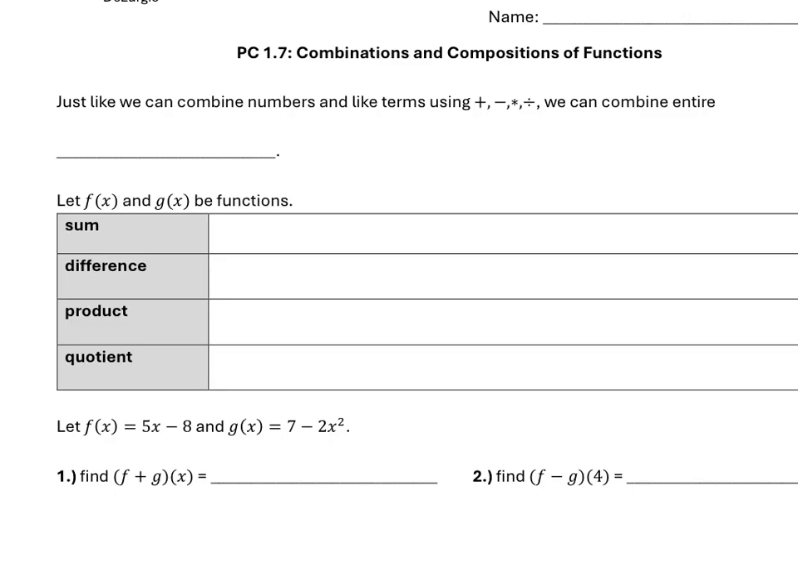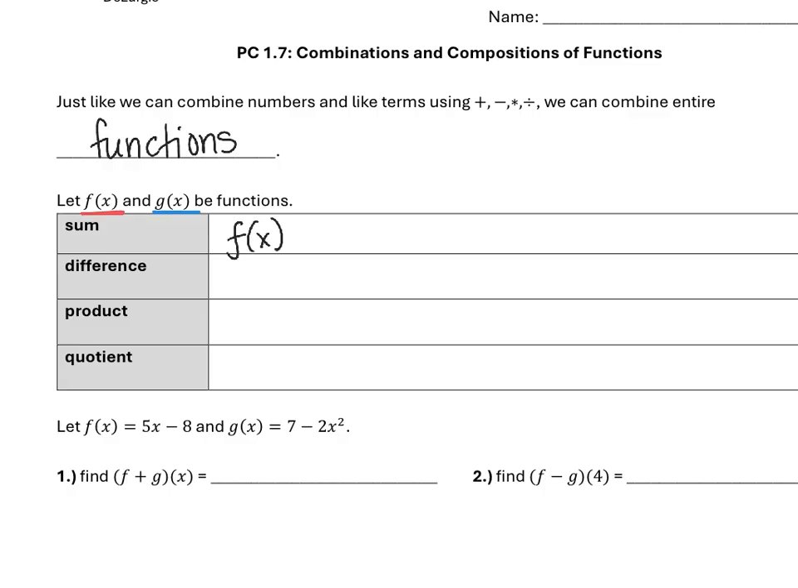In the same way that we can use those operations on numbers, we can also use them to combine entire functions. So the way this looks is, if we have two different functions, f of x and g of x, we can do operations with them and combine them. So you can have the sum of functions, and these can be written two ways.